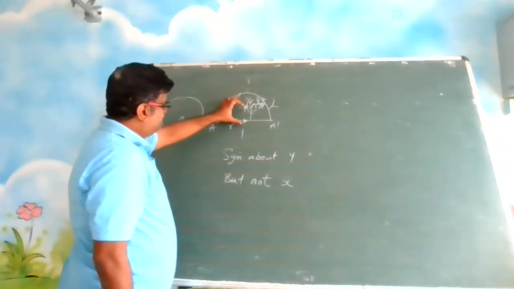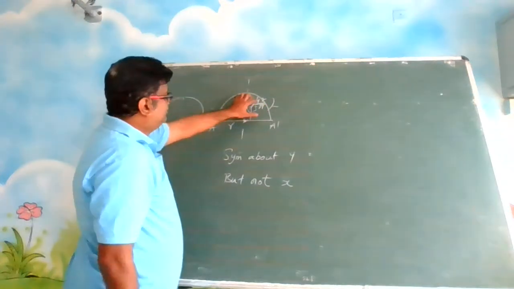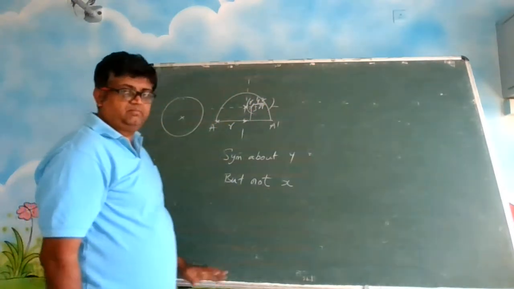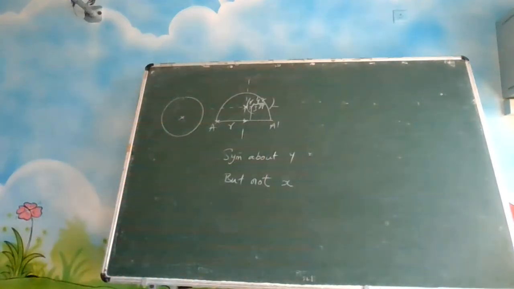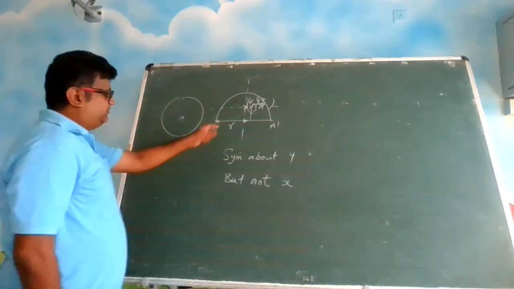And what is the second coordinate? That is the y coordinate. Y coordinate is 4r by 3 pi. This you should remember. Okay? 4r by 3 pi. So this is about the semicircle.